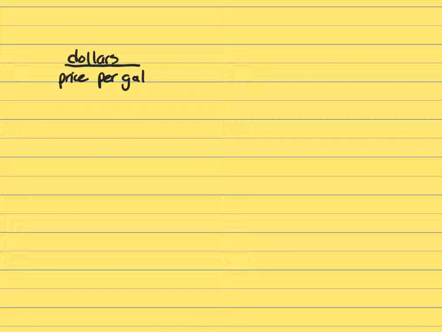Gas has gone up and we're trying to figure out how much more Sally will pay this week than last week. If you take the amount of money she spends at the gas pump and divide it by the price per gallon, that's going to give you the number of gallons she bought. All right, so let me see. Last week she spent $26.40, and the price per gallon was $1.65.